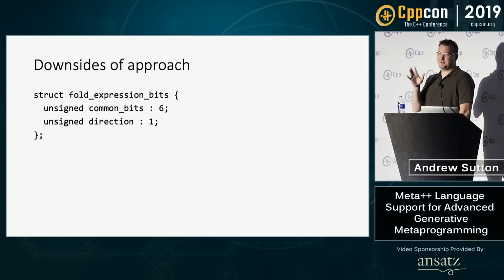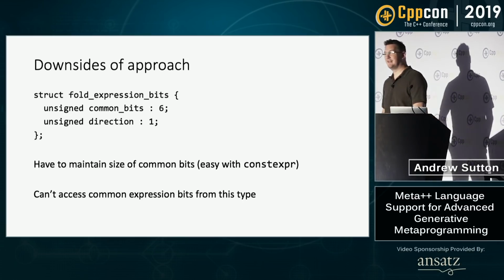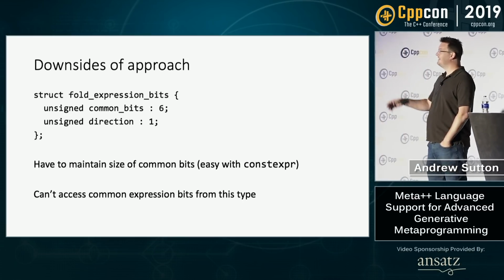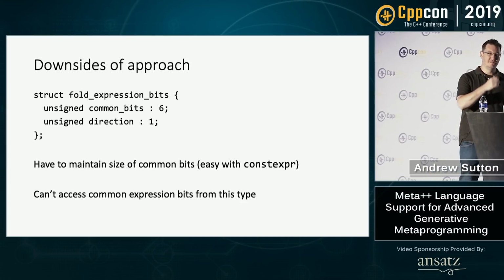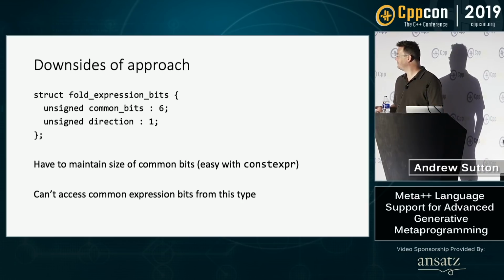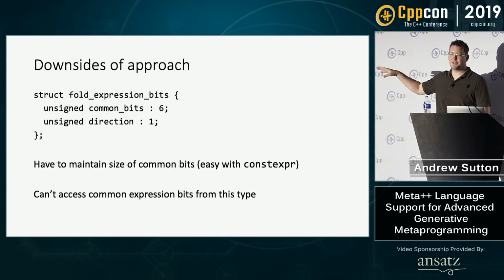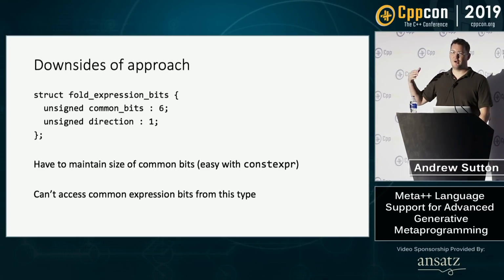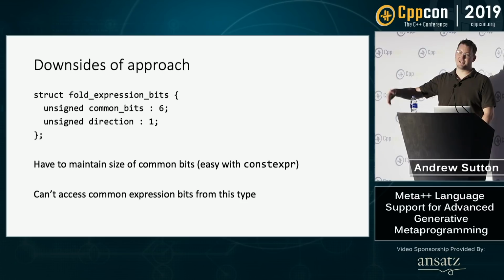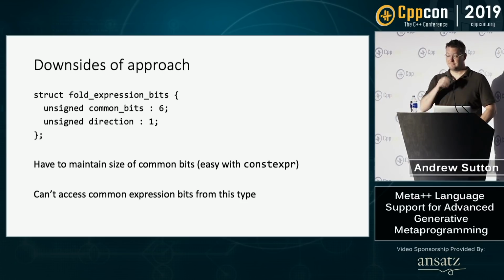But there are some downsides. It's kind of weird to maintain. If you change the size of the common bits thing, you gotta update that everywhere, which admittedly is trivially solved with a const per variable, so it's not that big of a deal. But what I don't like about the approach is that if I have a fold expression bits object, I can't also access the value category, whether it's type dependent, whether it's value. I can't access the things that I should have inherited, right?